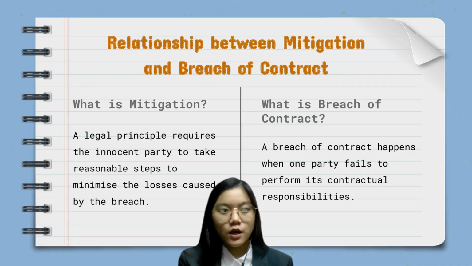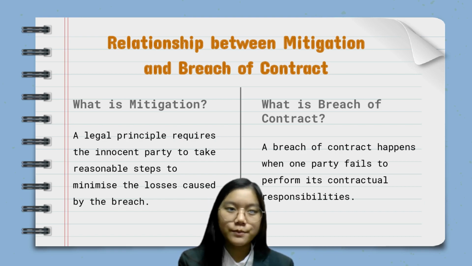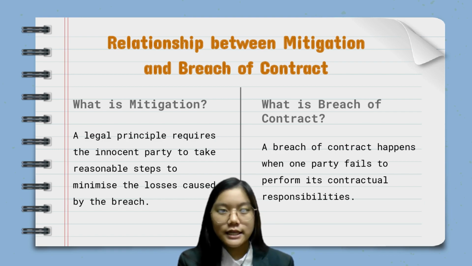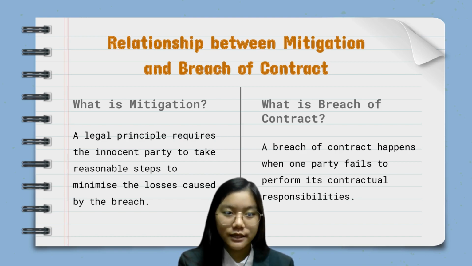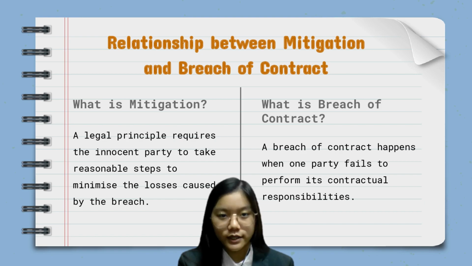So what is mitigation? Mitigation is a legal principle that requires the innocent party to take reasonable steps to minimize the losses or damages caused by the breach. Basically, the innocent party must take reasonable steps to reduce their losses and stay away from any extraneous or excessive damages that could have been avoided.